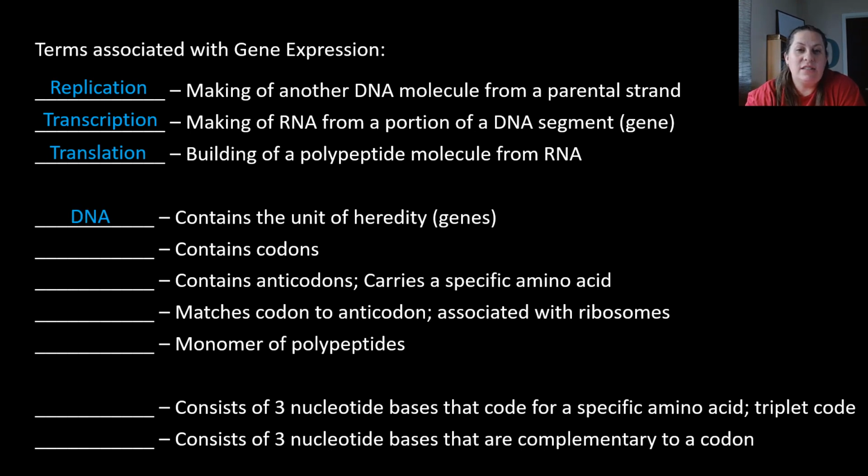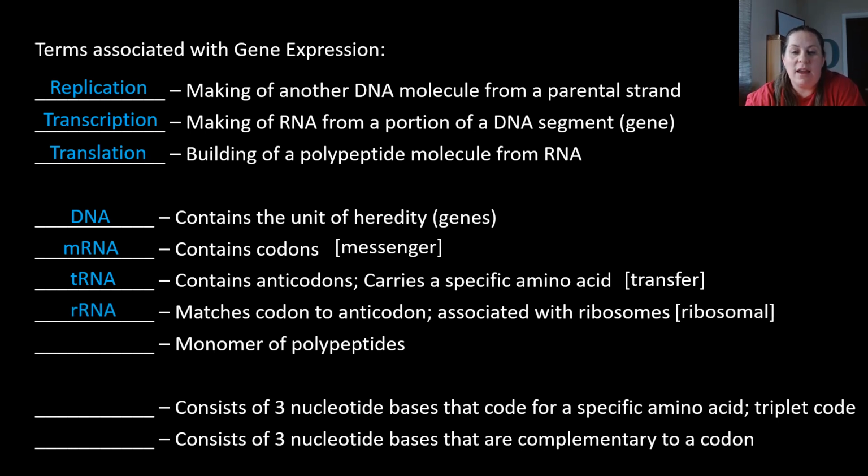Remember that DNA contains the unit of heredity that we call genes. mRNA is going to carry the codons. Messenger RNA is what that M stands for. The tRNA contains anticodons and carries a specific amino acid, and the T stands for transfer RNA. And then this RNA matches the anticodon to the codon, and this is our rRNA or ribosomal RNA. All 3 of these RNAs must be present in order to build a protein. And amino acids, remember, are the building block of that protein.